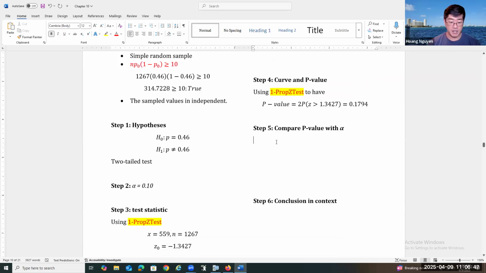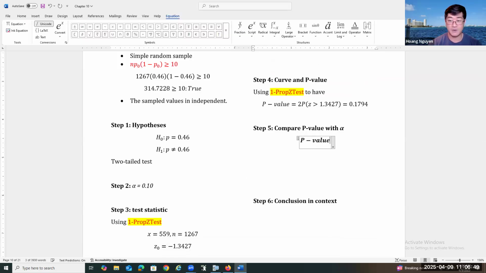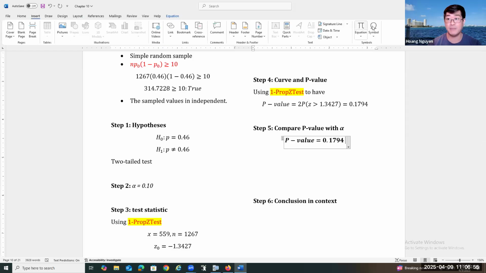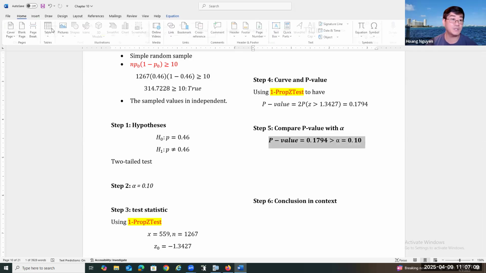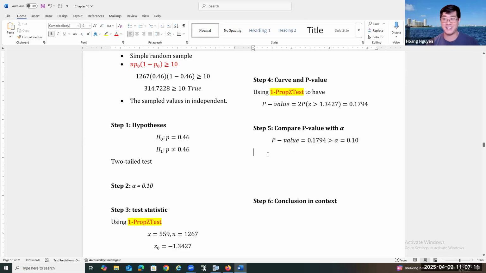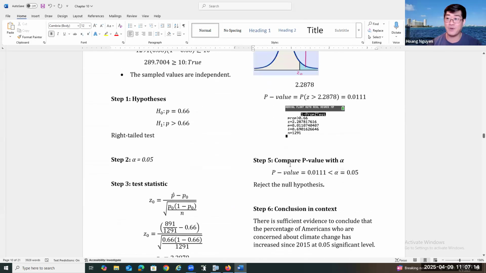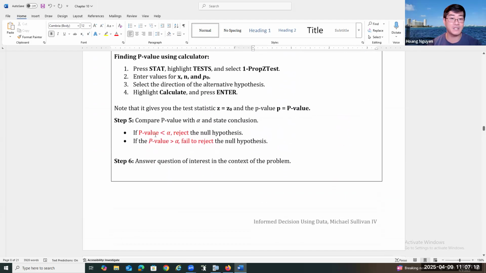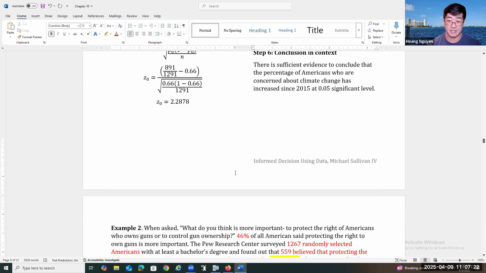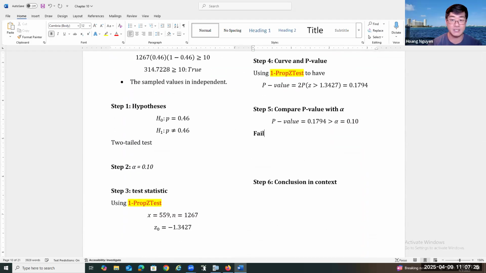Now, step number 5, we're going to compare the p-value and alpha, right? So the p-value equals 0.1794, and then alpha from step number 2, we know alpha is equal to 0.10. So 0.17 is more than 0.10, right? Whenever we get a p-value that is more than alpha, what's your conclusion then? Take a look at the summaries if you don't remember it. If the p-value is less, we reject. If the p-value is more, we fail to reject the null hypothesis. So we fail to reject the null hypothesis.